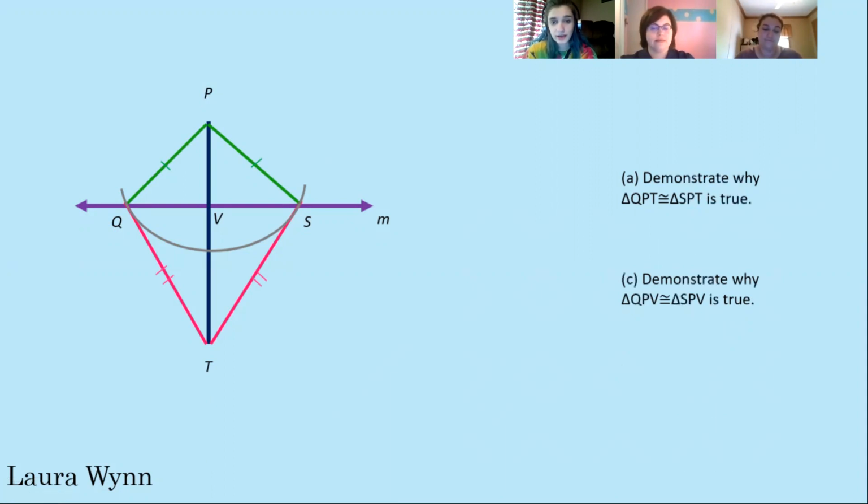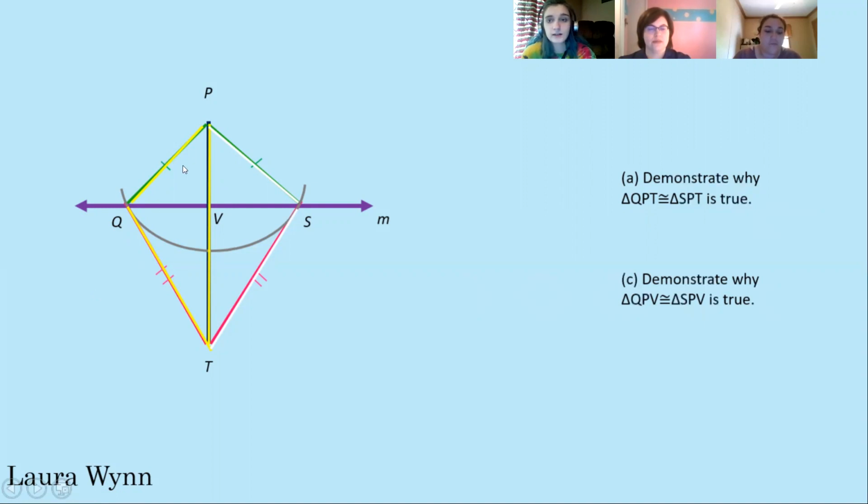So now we're going to look at our triangles. So let's look at QPT and SPT. Like I have explained before, when we cut a shape in half with a true line of reflectional symmetry, each side is going to be the same. So we can tell that that's going to be the same here. But if you're in doubt, let's go ahead and look at these congruent lines.